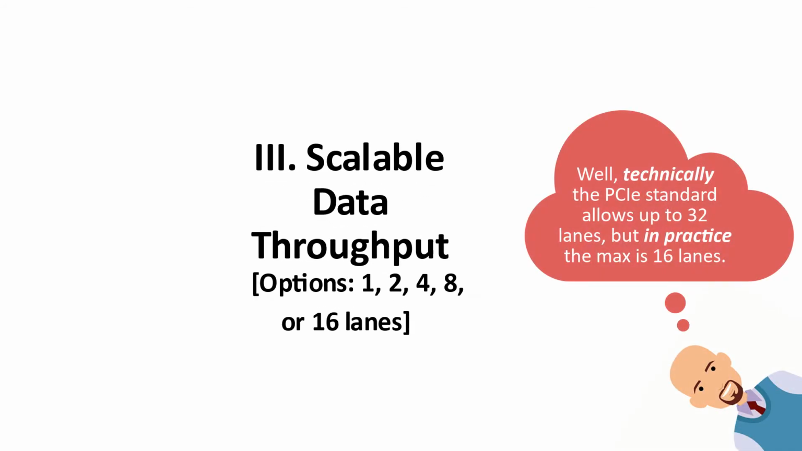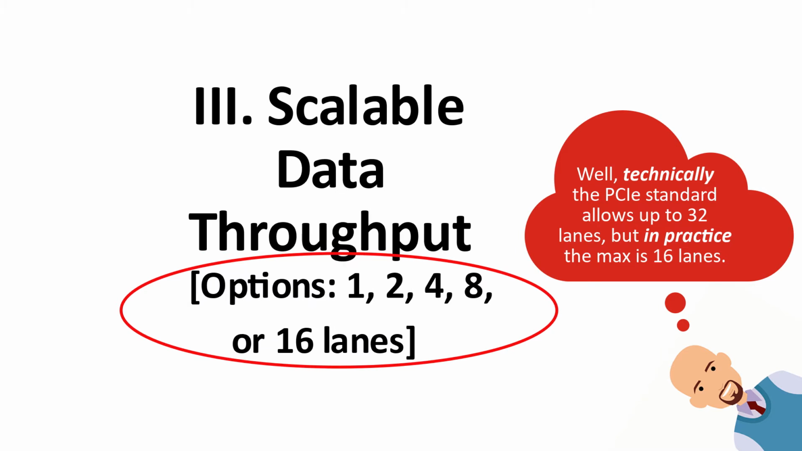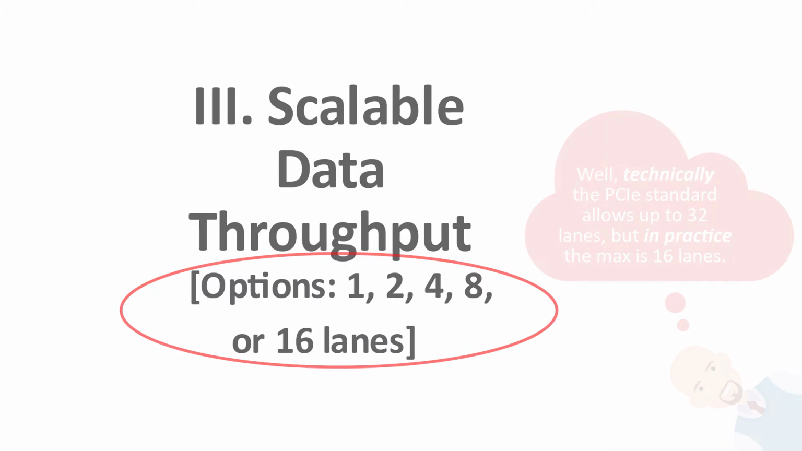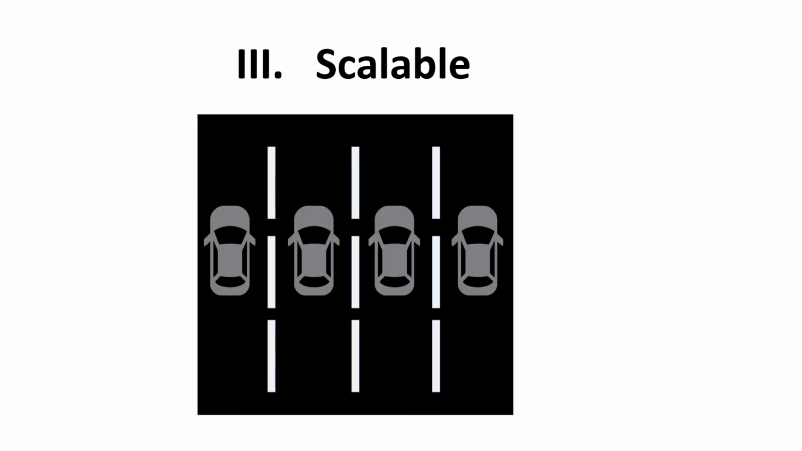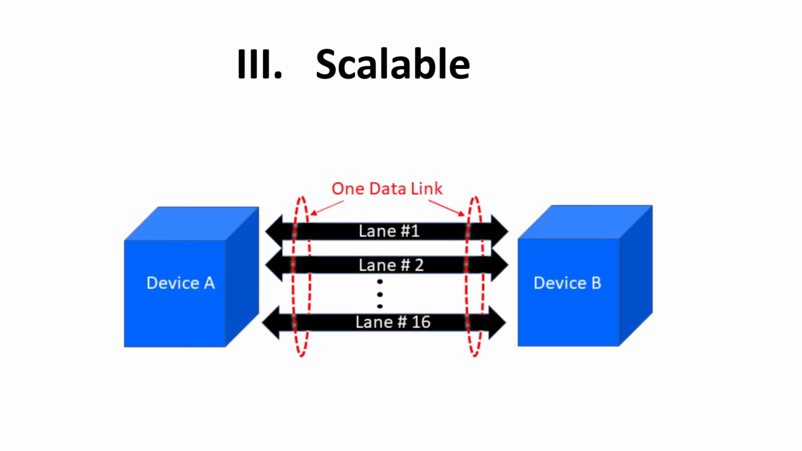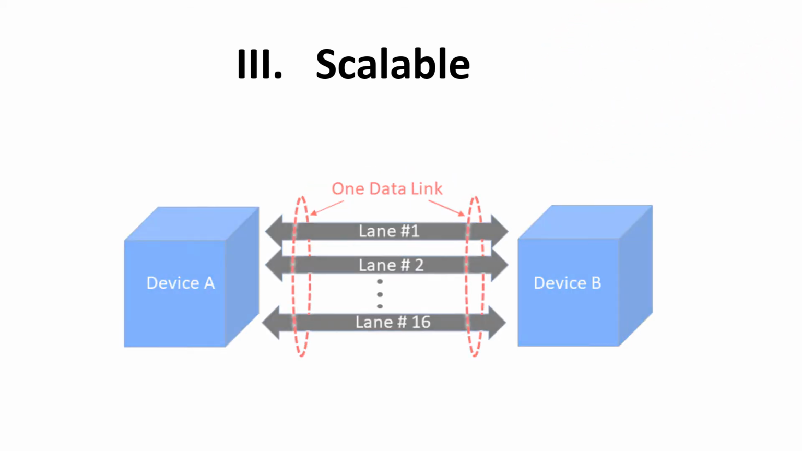There may be times where you do not need the full data throughput of the maximum 16 lanes available in a PCIe bus. In that case, you can use fewer lanes. It is scalable. You perhaps use 1 lane, perhaps 4. You can choose your number of lanes. But in any case, no matter how many lanes you choose, the combination of all those lanes between point A and point B is called one data link.